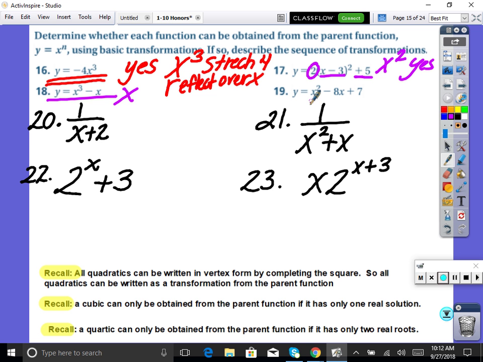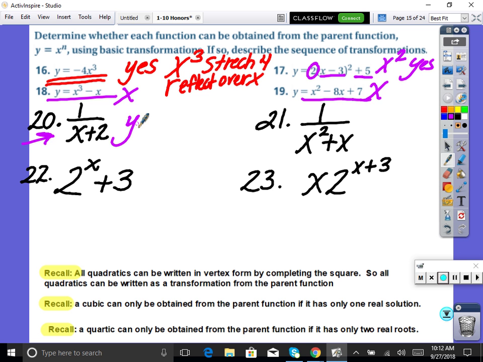All right, now looking at this one, is this written as a transformation from the parent function? No, we couldn't determine the shifts. Now, quadratics actually have a fluke. There is a fluke with quadratics because technically we could complete the square and write it in vertex form. But we're just going off of right here, right now. Can we write it? Does that make sense? Quadratics can be rewritten always as a transformation, but we're going off of right here, right now. Is that a transformation from the parent function? No.